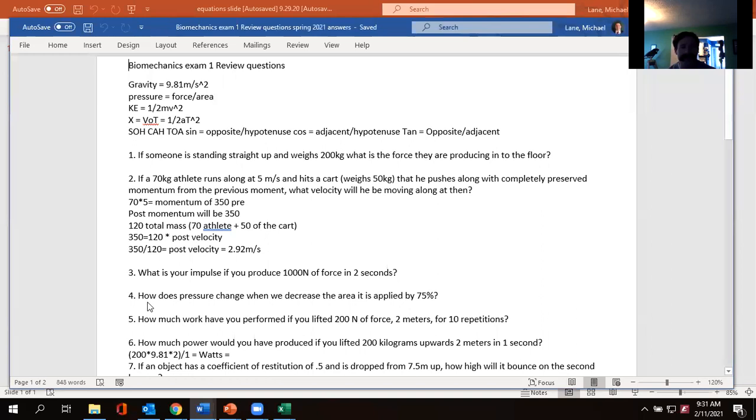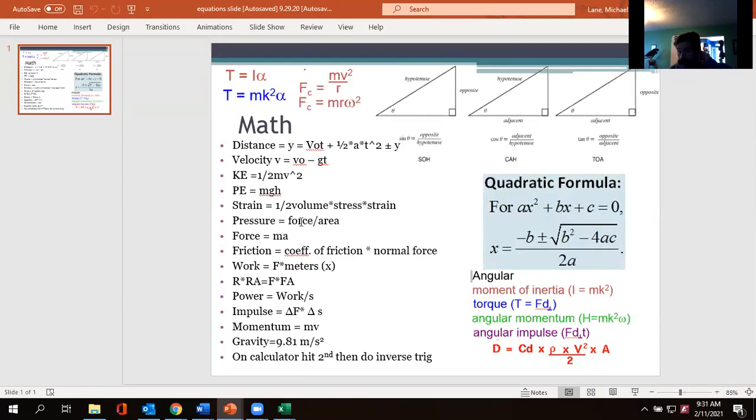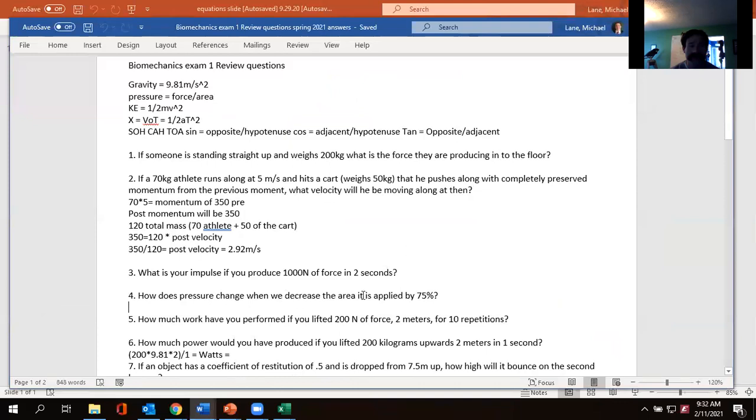Okay, so number 4, pressure change when we decrease the area it is applied to by 75%. Remember, if we click back over here, pressure equals the force over the area. So if the initial pressure is 1, force is 1, area is 1. Now if we change it, our area is only down to 25%, obviously 75% less. So we just take 1 divided by 0.25. So we figure it's going to be 4 times larger.